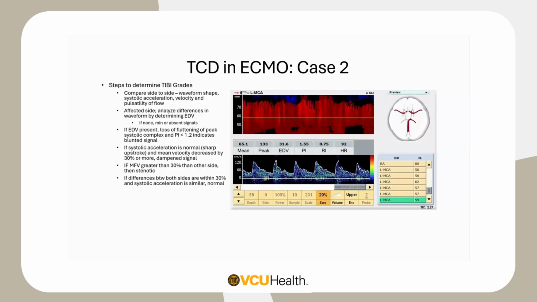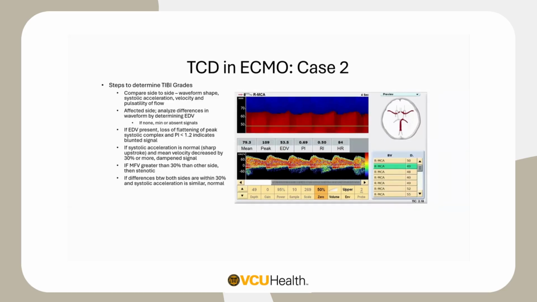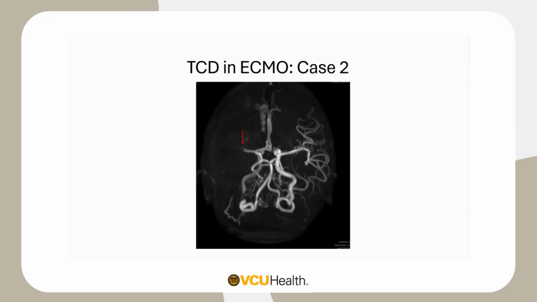Just another example. This is a child on ECMO, and this was a patient we were not able to get emergent imaging. But we were doing routine TCDs. On the left MCA, we had a nice flow velocity of 65.1 with a PI of 1.55. This is a patient on VA ECMO, right carotid cannulated, and you've got a good dicrotic notch here, a good systolic upstroke, and then when you look at the right MCA, you have a delayed systolic upstroke, no dicrotic notch, and a lower PI. And this patient ended up having an M1 occlusion.